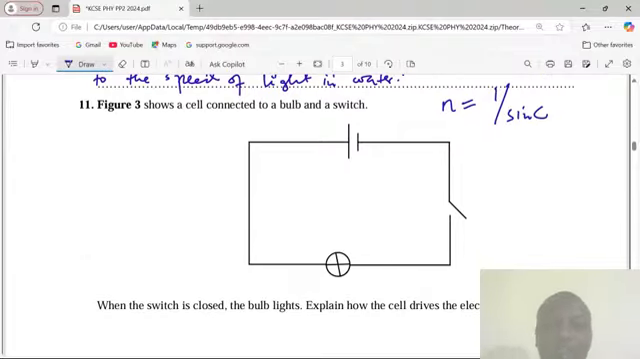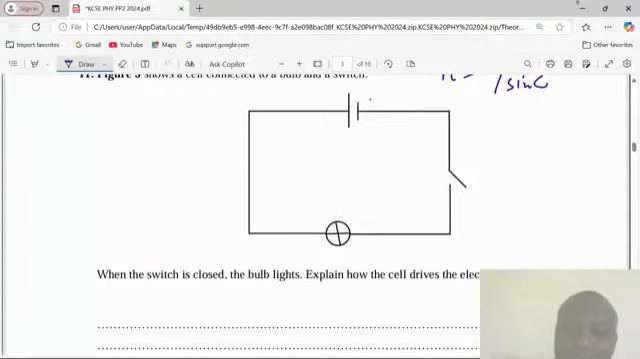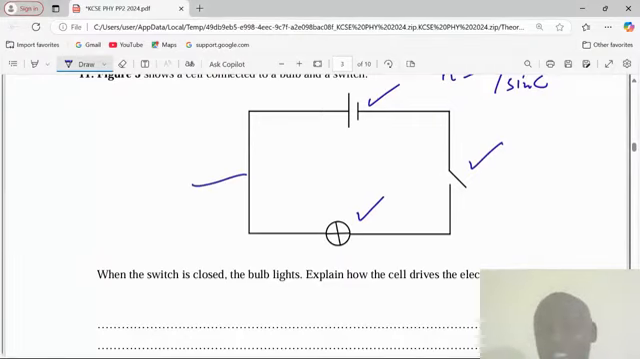Figure 3 shows a cell connected to a bulb and a switch. These ones are connecting wires. You should be in a position to label every component in a circuit diagram. When the switch is closed, the bulb lights.